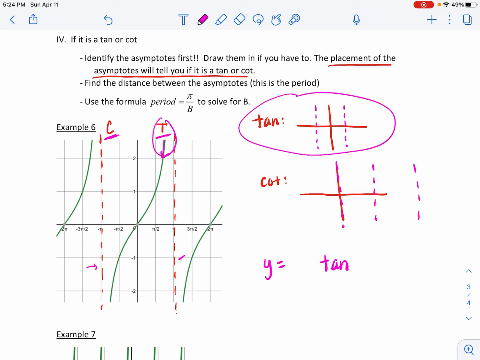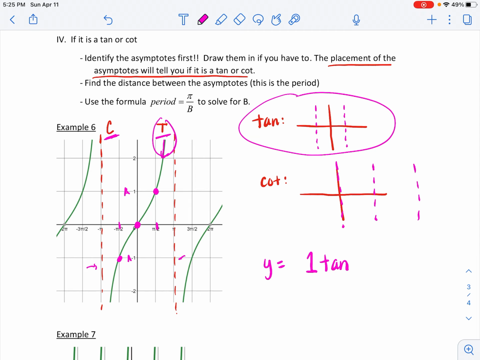Now, how do you find the A? Well, if I go from the middle point halfway, I could tell that it went up 1. Do you guys see that? If I went halfway to the left, it went down 1. This then is the value of your A. So your A equals 1, so you can put a big fat 1 in there.